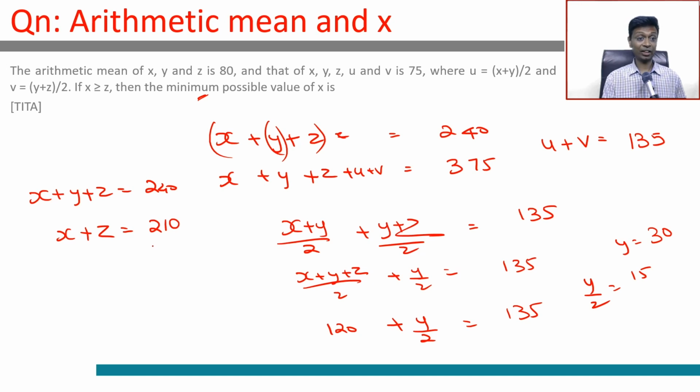X is greater than or equal to z. So x is greater than or equal to z. The minimum possible value of x min is 105. The best case scenario is when x is equal to z. When x is equal to z, x will be 105 and z will be 105. Y is 30, u and v, we can find all this. So the minimum value of x is 105.